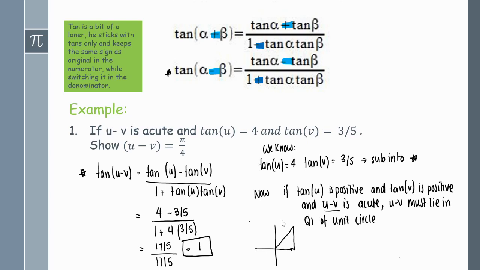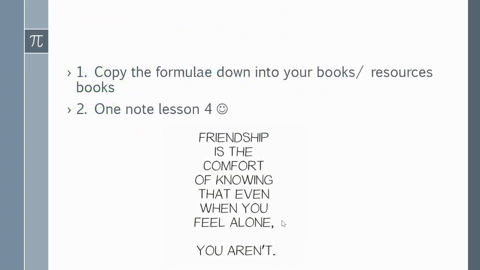If I make my tan triangle right here, u minus v is the angle. I know that tan u minus v equals 1. And in the acute, I should get that u minus v is equal to pi on 4, right? Or 45 degrees. This is the triangle I would create in the unit circle. You can also use the inverse of tan to find the answer as well.